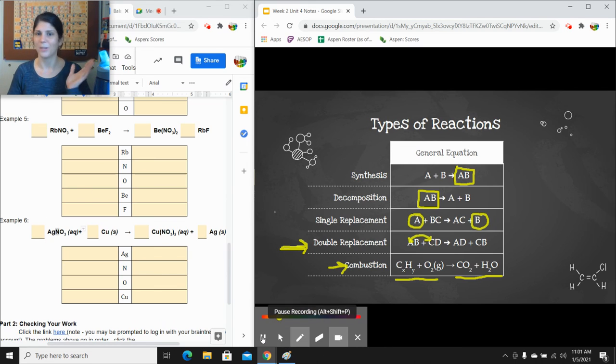So for the rest of the day, what are you going to try to do? Practice your balancing because that's on the quiz, and practice identifying the types of reactions. If you have any questions, let me know. We'll do more practice with this again on day 3, and then we have a quiz on day 4. So if you have any questions, send me an email. Otherwise, I'll see you next time.